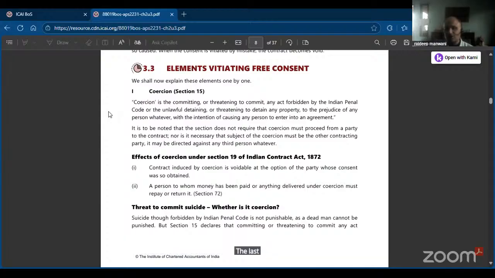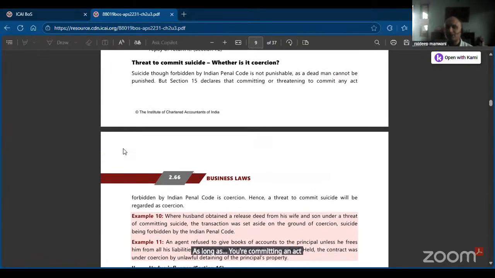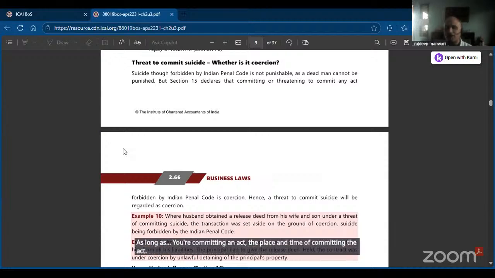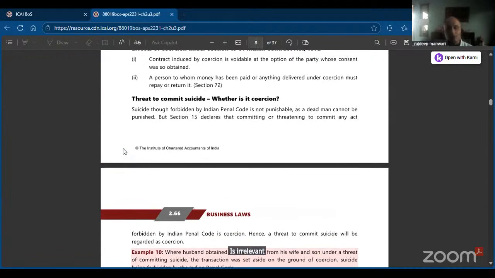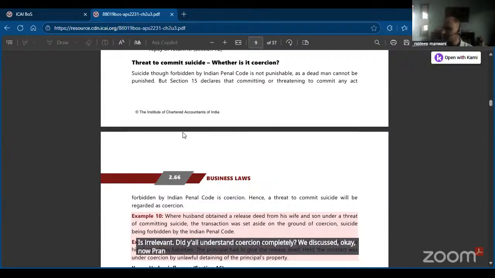The last thing which I discussed with you was that coercion can be applied anywhere as long as you're committing an act, the place and time of committing the act is irrelevant. Did you all understand coercion completely? Yes, sir. Okay, now Pranapai will take over and he will read out some points, whatever is left behind, and then we'll go to the next one.